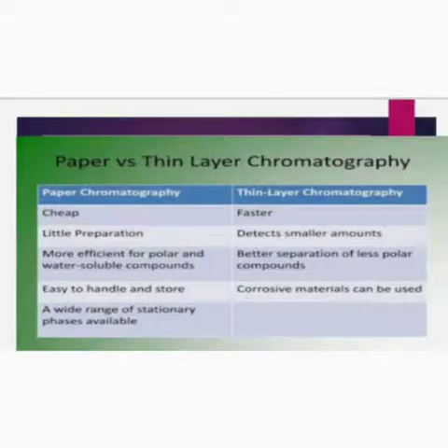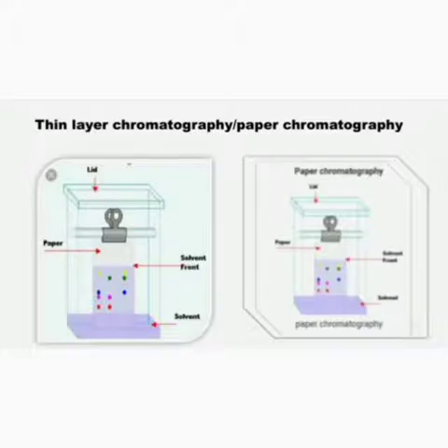While looking at thin layer chromatography, it is faster, detects smaller amounts, and gives better separation of less polar compounds. Corrosive materials can be used in thin layer chromatography. Corrosive means tending to cause corrosion, more corrosives, either acids or bases. Next, this is the diagrammatic representation of thin layer and paper chromatography.